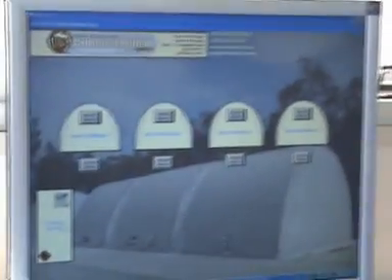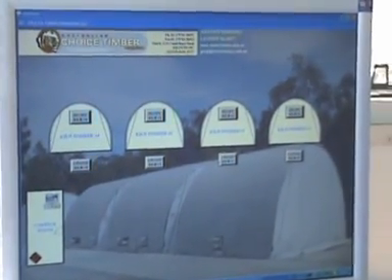Okay, Greg, so this is the control system which you were just about to explain to us here. It's operating. So away you go.